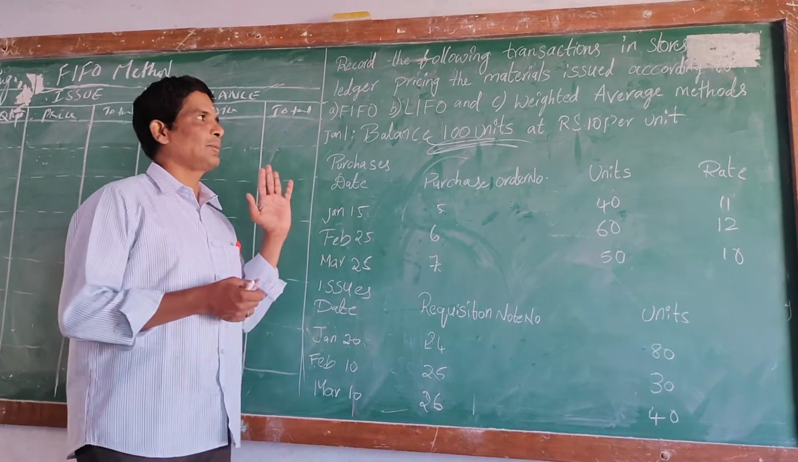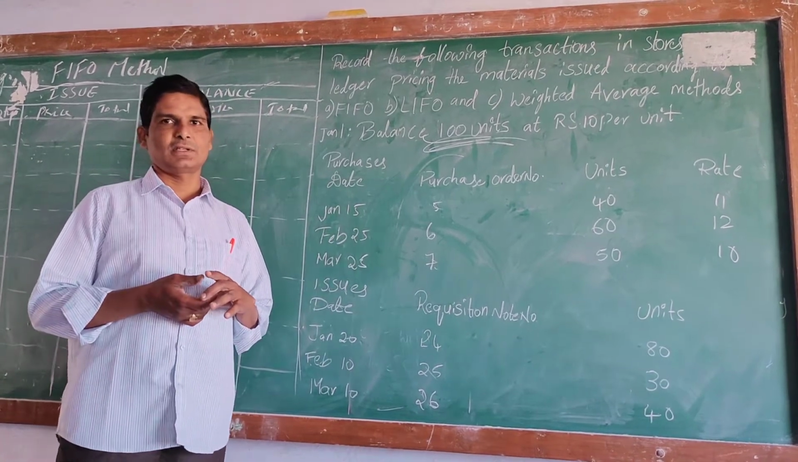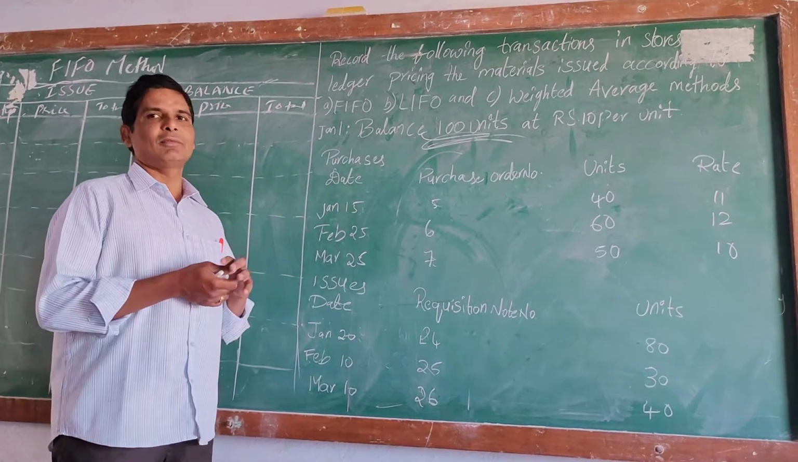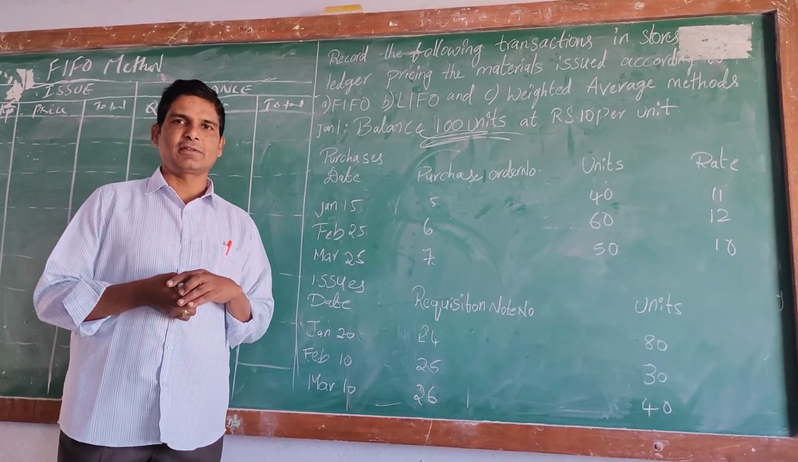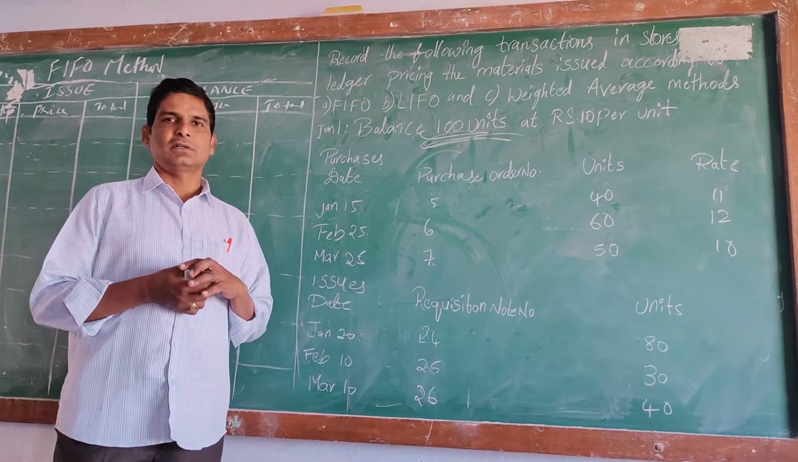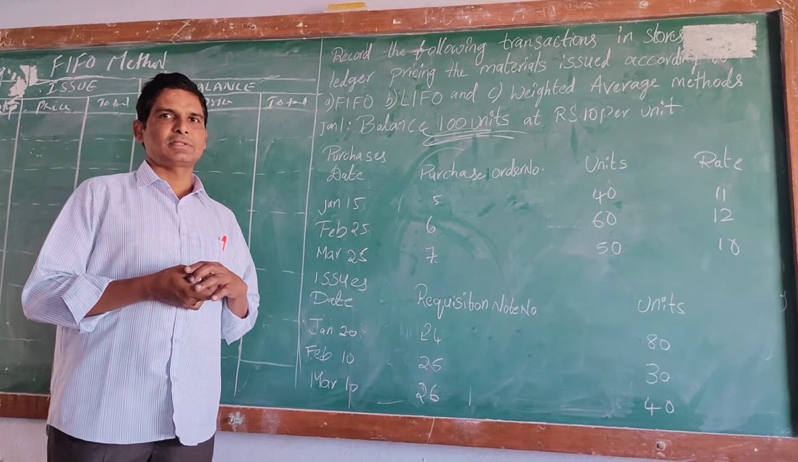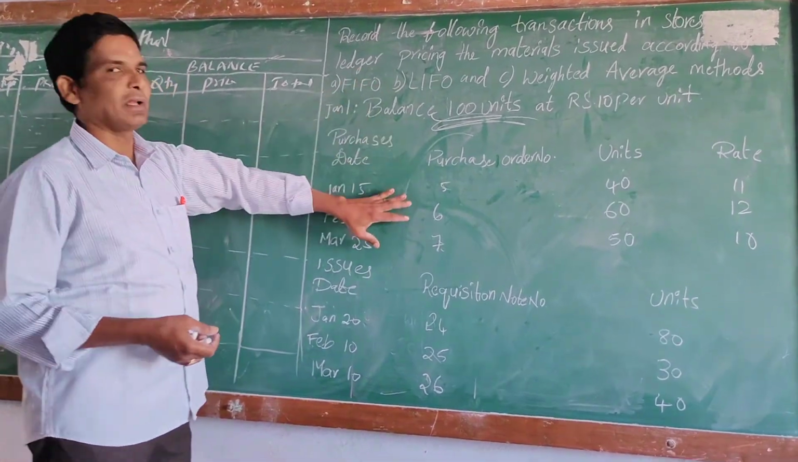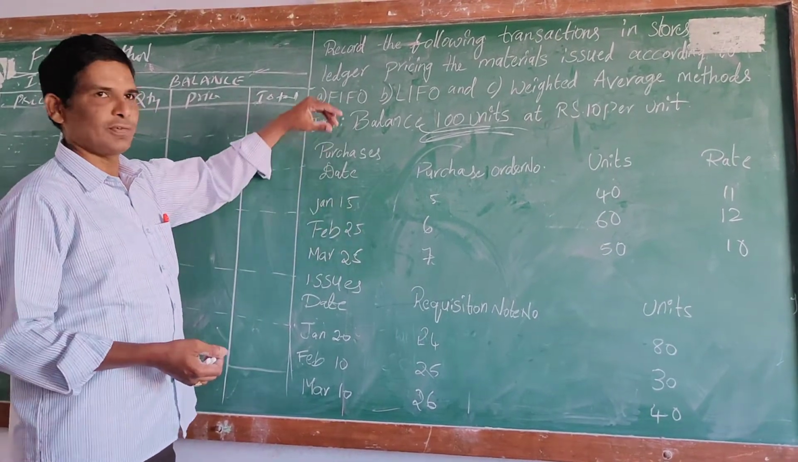So first I will explain one problem with FIFO method, that is first in first out method. Just see and observe. The same problem will be explained for simple average method and weighted average method in the consecutive classes. So be silent and hear carefully.